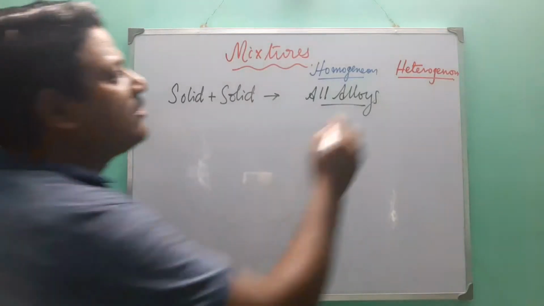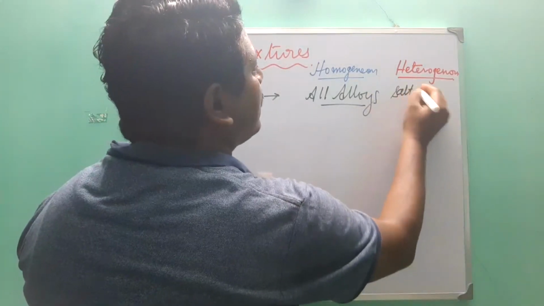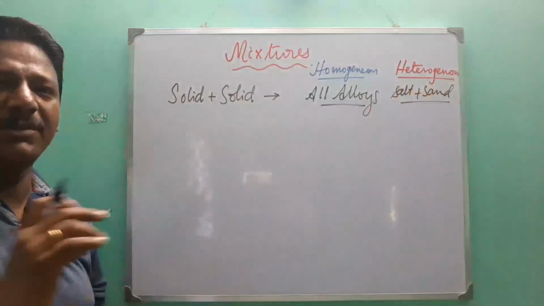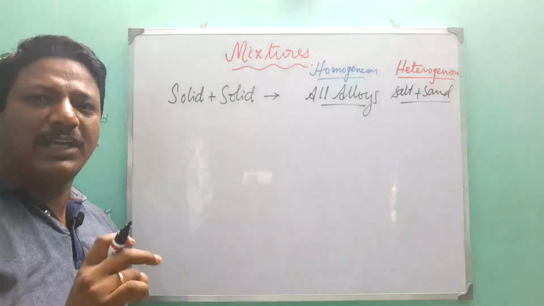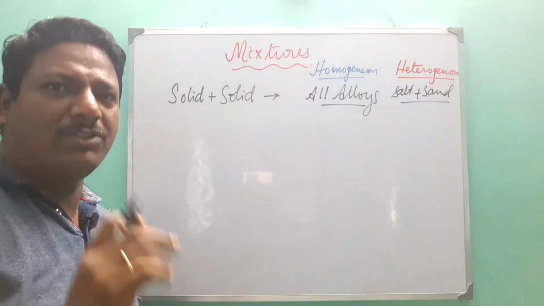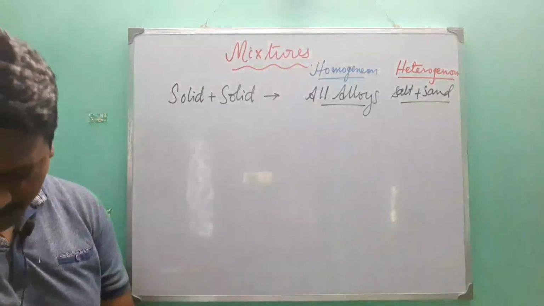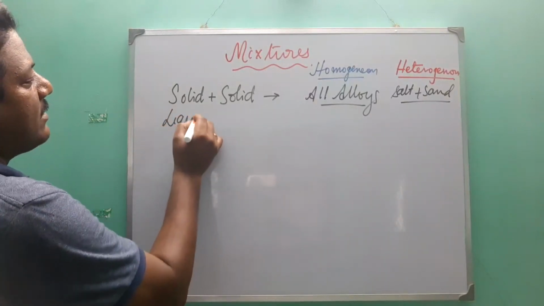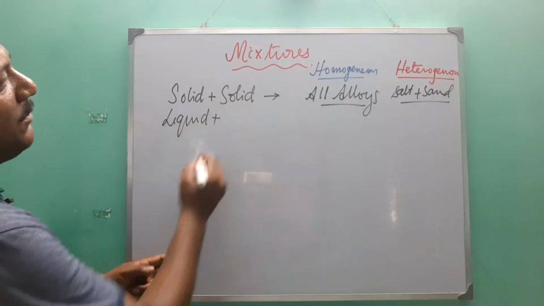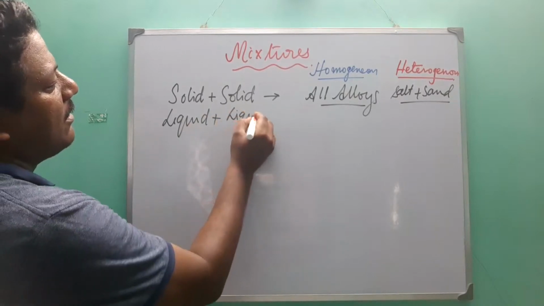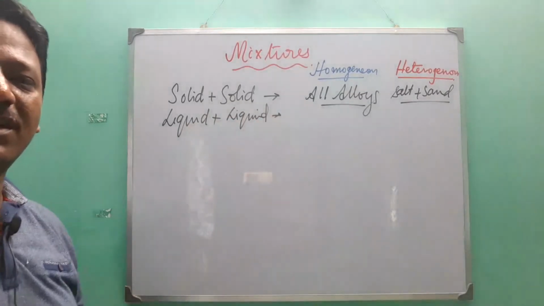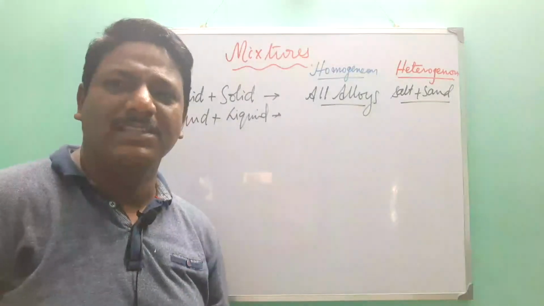Next, the heterogeneous mixture. What can it be? A simple heterogeneous mixture is salt plus sand. I am giving you one example so that you can understand, or you remember it. Then we have the next type of mixture, which is liquid and liquid. So, liquid in homogeneous.